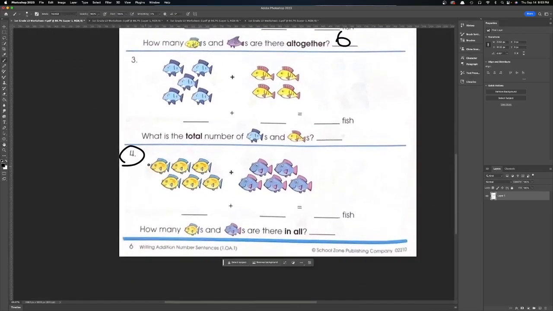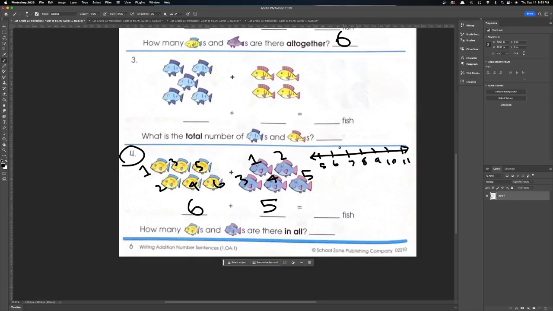And finally, last but not least, we have 1, 2, 3, 4, 5, 6, so 6 yellow fish here. And we have 1, 2, 3, 4, 5. Kind of looks like a blue fish, so I'm going to call it blue fish. 5 blue fish here. If we want to add that, we can make a number line really quick. We start on 6. We go to the right 5 times, 1, 2, 3, 4, 5, and we arrive at 11, which is our answer.